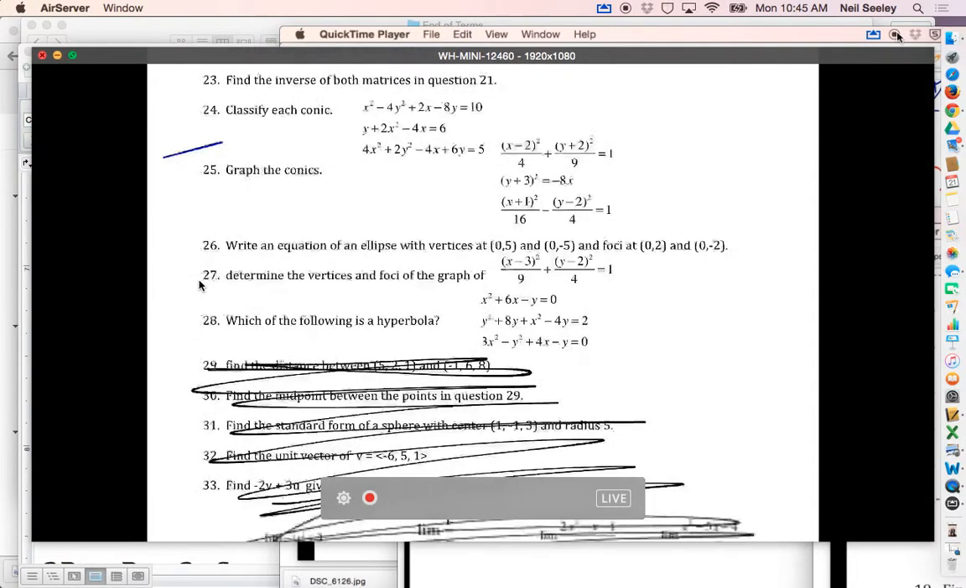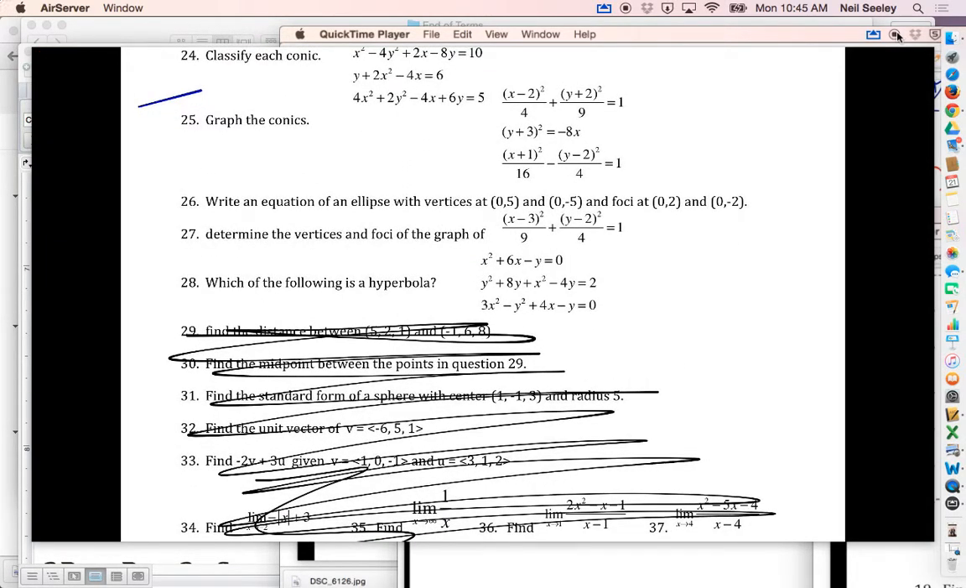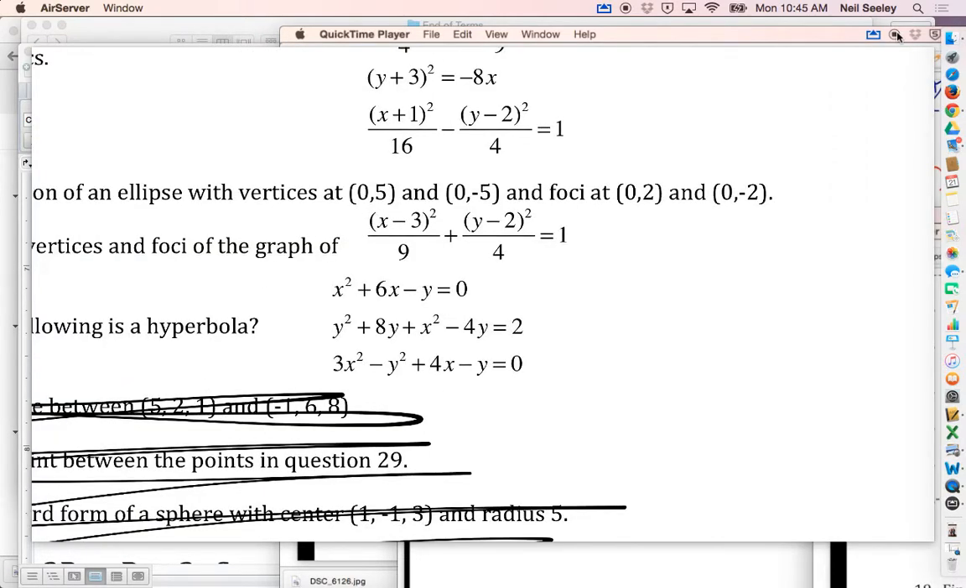6. Let's just tackle it. It says write an equation of an ellipse with all this stuff. Is that what you meant, Michaela? That 26? Okay. We'll get there.